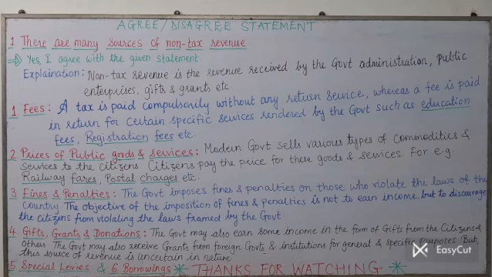So that's it for today. I'll just revise in short. We are studying agree-disagree statements. This statement appeared in the board exam 2024. The statement is: there are many sources of non-tax revenue. Our solution: yes, I agree with the given statement. Then we explained and mentioned the sources. First, fees. Second, prices of public goods and services. Third, fines and penalties. Fourth, gifts, grants and donations. Fifth, special levies. And sixth, borrowings.